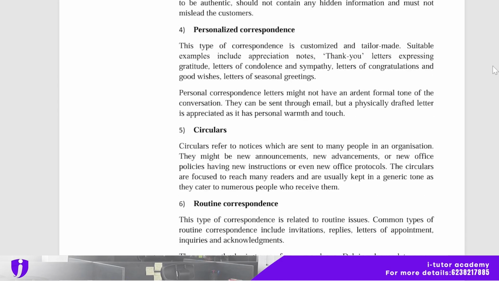And personalized correspondence. This type of correspondence is customized and tailor-made, and suitable examples include appreciation notes, thank you letters, expressing gratitude, letters of condolence and sympathy, letters of congratulations and good wishes, letters of seasonal greetings. Personal correspondence letters might not have an overly formal tone, and they can be sent through email, but a physically drafted letter is appreciated as it has personal warmth and touch.